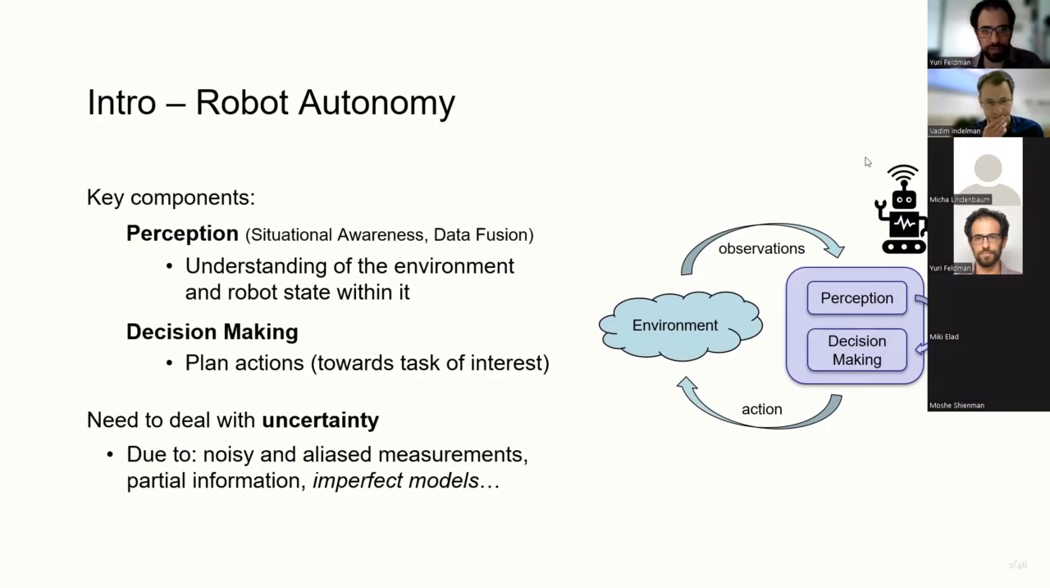Of course, robotic perception needs to deal with uncertainty, which comes from noisy measurements, for example, odometry, aliasing, partial information, and imperfect models. We will touch on this later on.